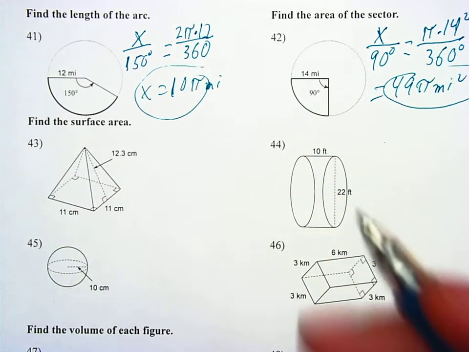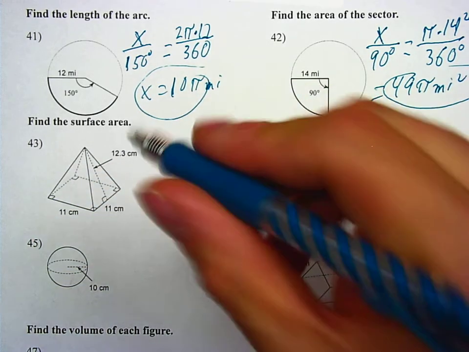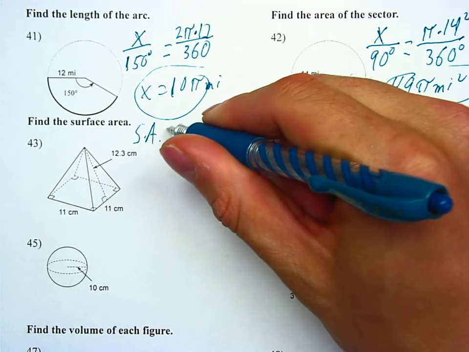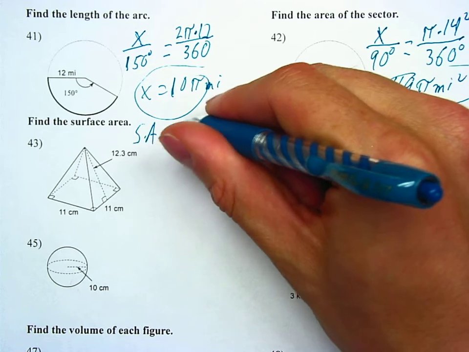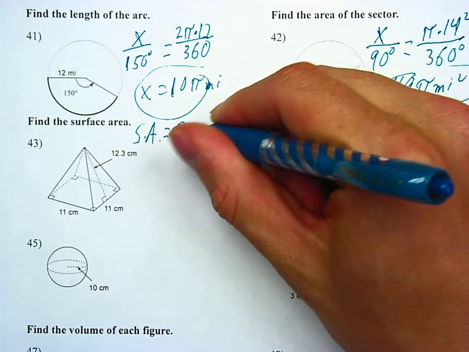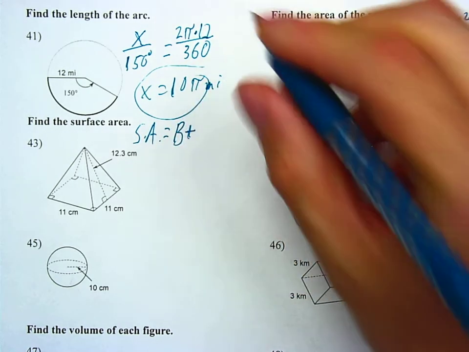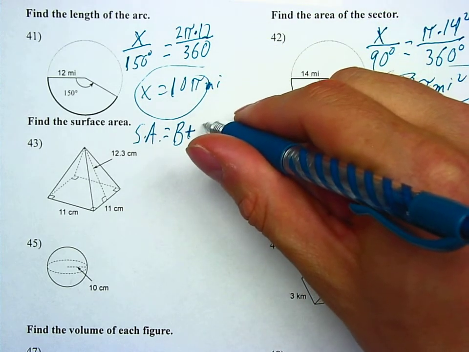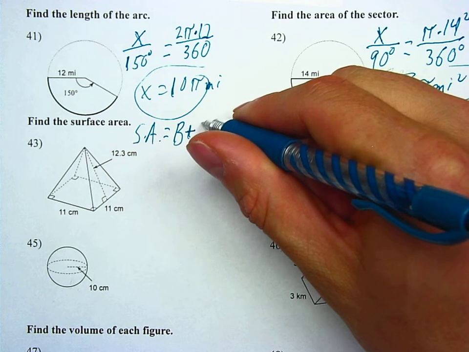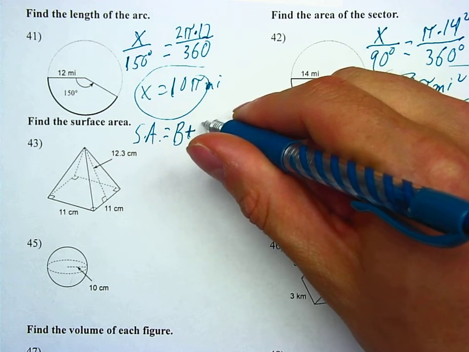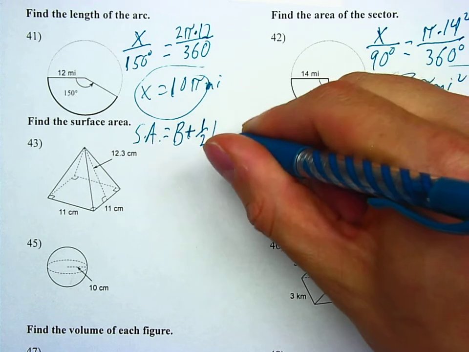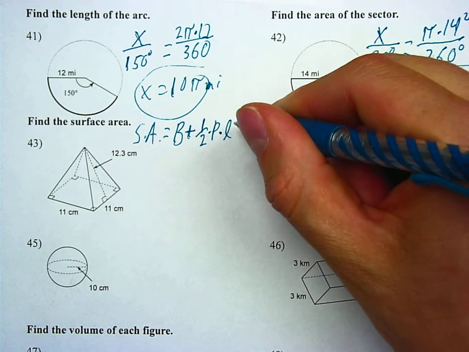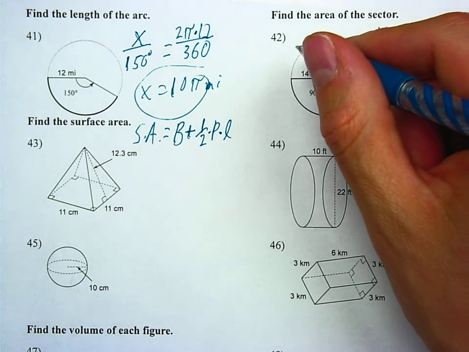Moving on. Surface area. All right, I will give you the surface area formula here. I'll write it on the board. Surface area of a pyramid is equal to the area of the base plus, I want to say it's half, yeah, half the perimeter times the slant height, which we call L. So that's the way I'm going to write it up on the board.